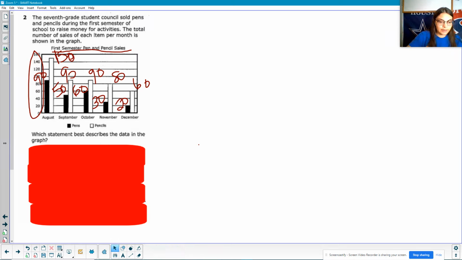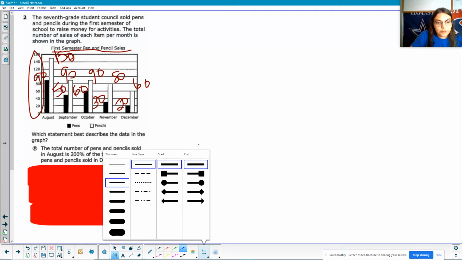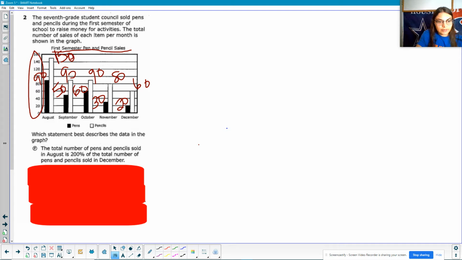Okay. Which statement best describes the data in the graph? Well, I'm going to look at one answer choice at a time and work it out. Let me move this one further down. There we go. So the total number of pens and pencils sold in August is 200% of the total number of pens and pencils sold in December. Okay. So total number of pens and pencils in August.